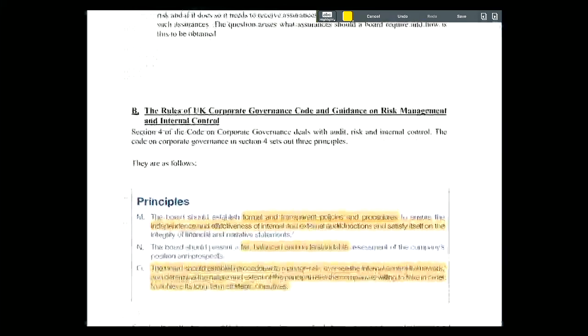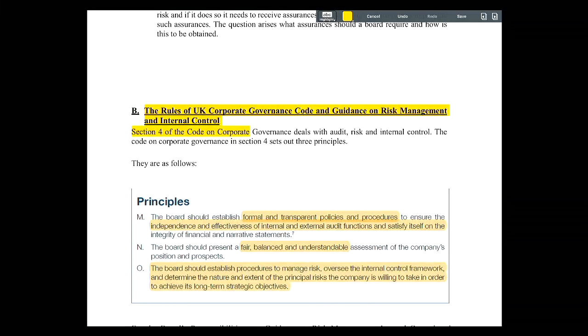Then we get to the rules on corporate governance. So when we get to the code on corporate governance, right? So notice what we've been doing, we've just been building gradually, right? We've situated within corporate governance. So now let's look at the code on corporate governance. What does it say about risk assessment, risk management? It says those three things in those principles, M, N, and O.